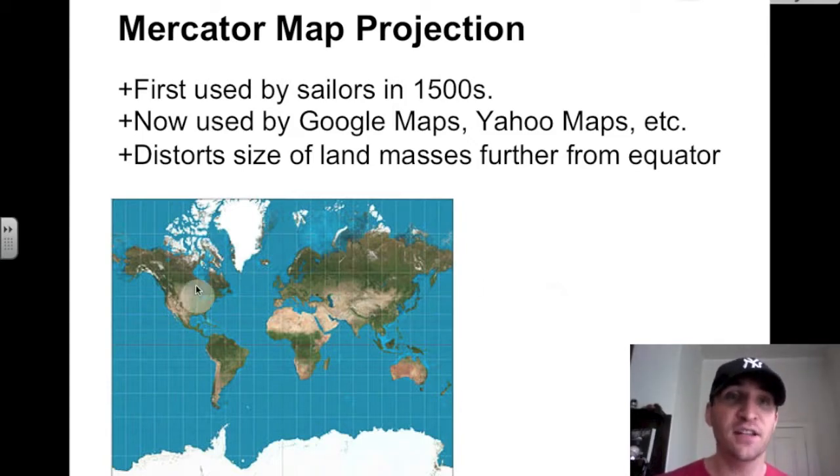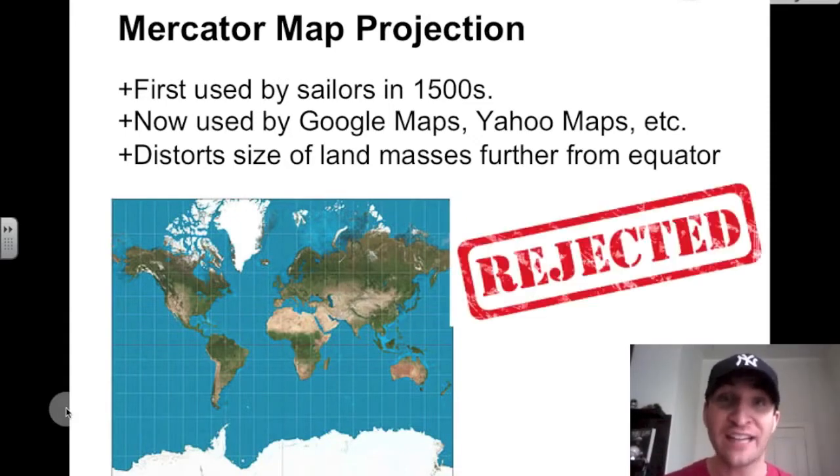And this is the Mercator Map Projection. It was first used by sailors in the 1500s, in the age of exploration, the age of Christopher Columbus. It's now used by Google Maps, Yahoo Maps, and other internet companies. But the Mercator Map Projection has flaws. It distorts the size of land masses that are further north or south of the equator. It's because of these flaws that the Mercator Map Projection has been rejected by historians today.